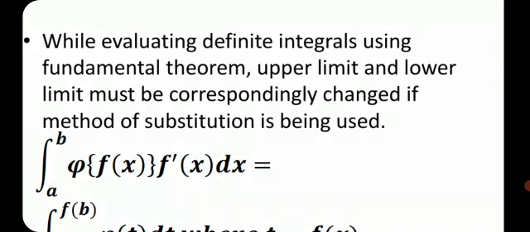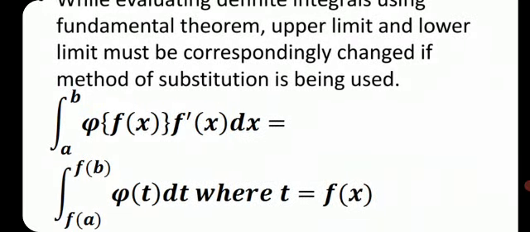So in that case, what we do is first of all go for substitution. We will assume f(x) as t. If f(x) is t, then f'(x) dx will be equal to dt. It means the integrand has now been modified to phi of t into dt. Now what about the limits of the function? The limits of the function were from a to b, meaning for x equal to a to x equal to b.